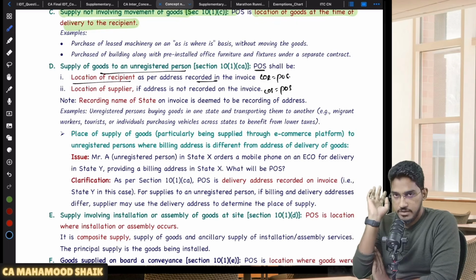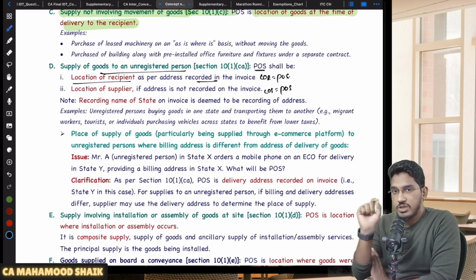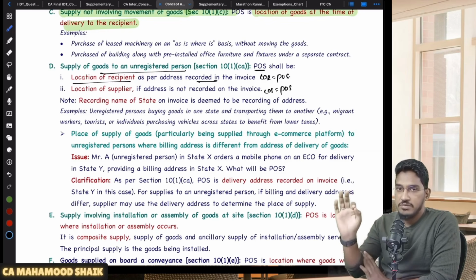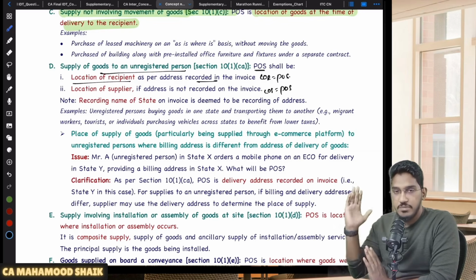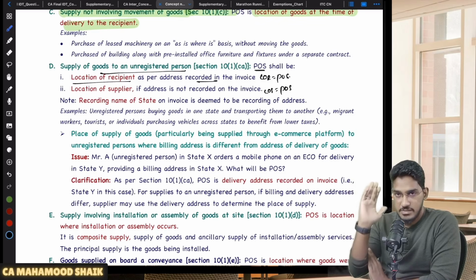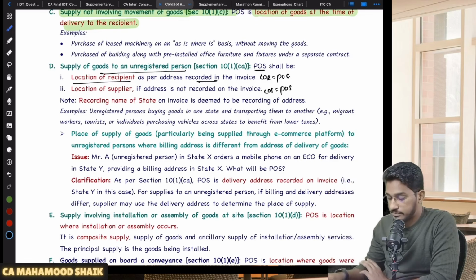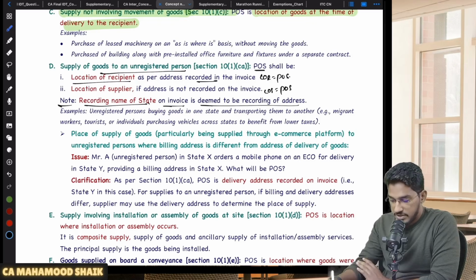Okay, sir, what do you mean by recording of the address? Is the supplier required to record the door number, street, area, everything? Is he required to record? Not required. What is meant by recording of address here is just recording the name of the state. If the name of the state of the recipient is recorded on the invoice, it will be deemed as if the address of the recipient has been recorded. That state will be considered as the place of supply. As simple as that. So recording the name of the state on the invoice is deemed to be the recording of address. Clear? Able to understand? So very simple, 10 subsection 1 clause CA.